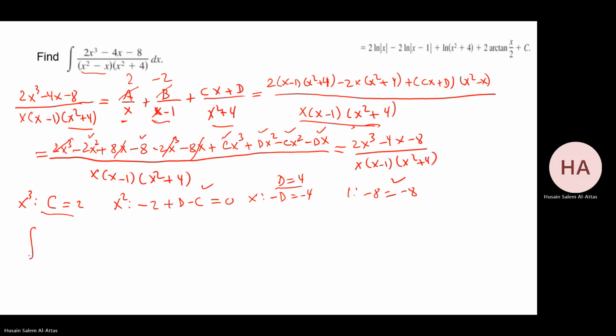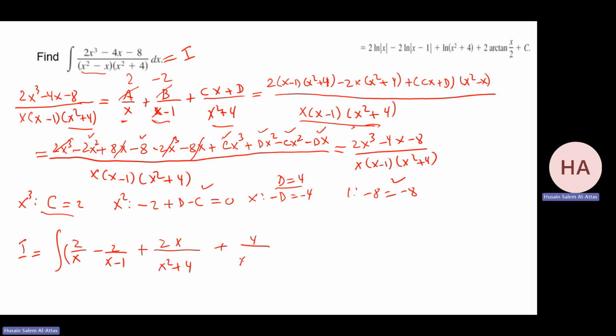So the integral, let me call it I, just to save space. So I will be the integral of 2 over x minus 2 over x minus 1. C is what? C is 2. I can make it 2x over x squared plus 4. D is what? 4 over x squared plus 4. Yeah, I think that will help. Now 2 ln absolute value of x, minus 2 ln absolute value of x minus 1.